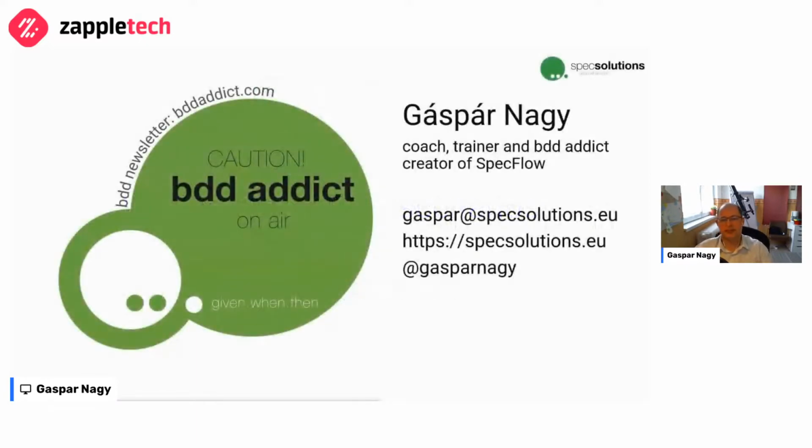Just a few words about myself. You have heard from Larry that I'm most known for creating SpecFlow. SpecFlow is basically the .NET port of Cucumber, or the .NET variation of Cucumber, that I did almost 13 years ago. And since then, I was dealing with behavior-driven development. I am working as a BDD coach and BDD trainer since then.